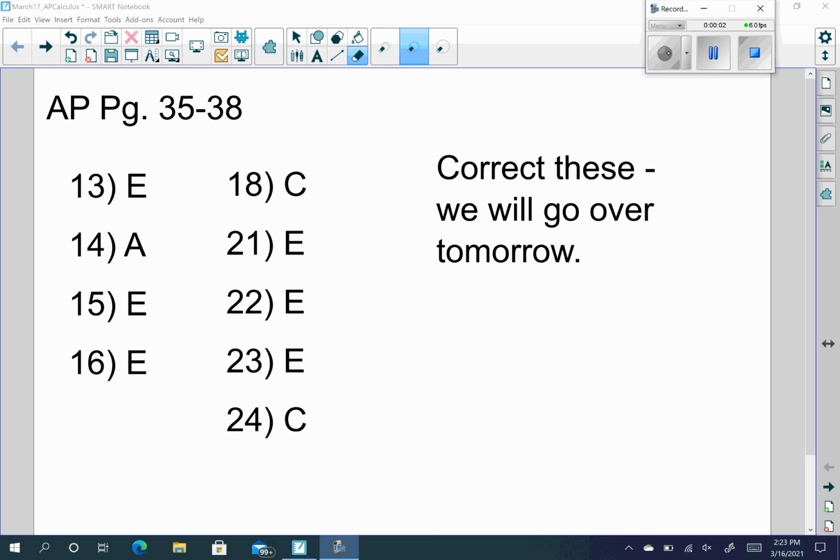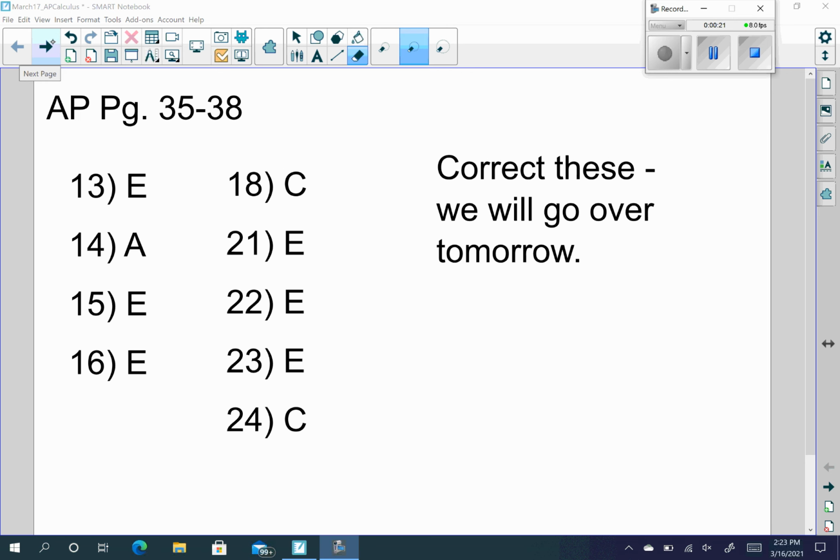Hello everyone. We're going to start off by just looking at the AP practice problem answers that I assigned yesterday. I will have a solutions video posted for tomorrow going over these, but in the meantime, for tonight, part of your assignment is to go back over these, check and correct.